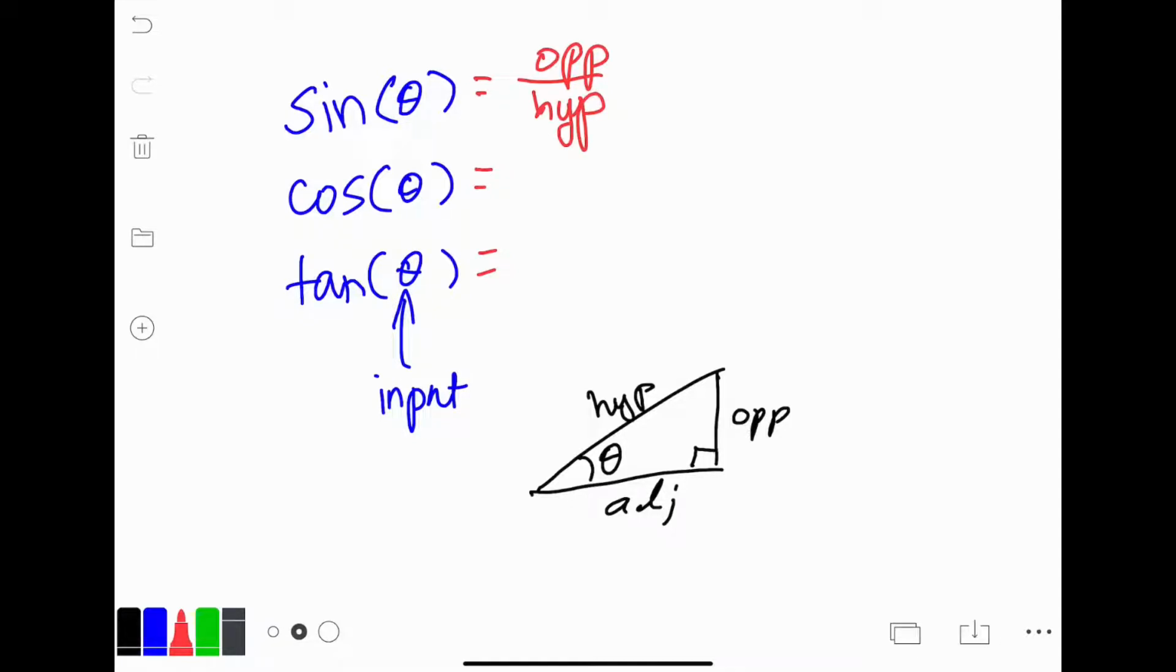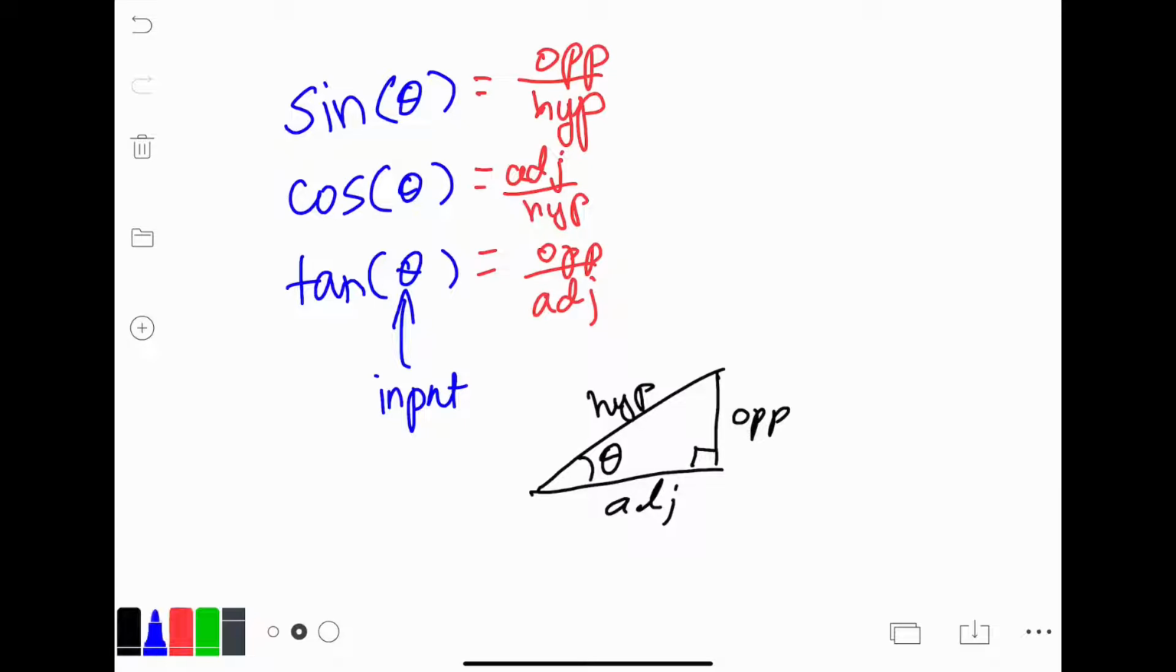For cosine, it's going to be the adjacent to the hypotenuse side of the right triangle. And again, these sides are adjacent to the angle theta, of course, and the hypotenuse of the right triangle. And tangent theta is going to be the ratio of the opposite to the adjacent sides to theta in this right triangle.